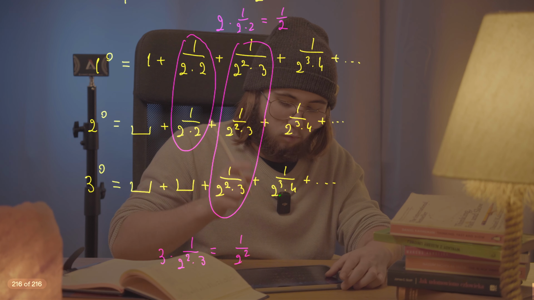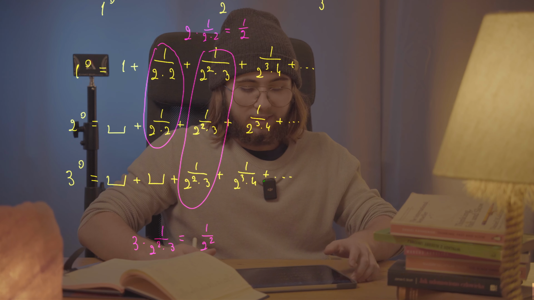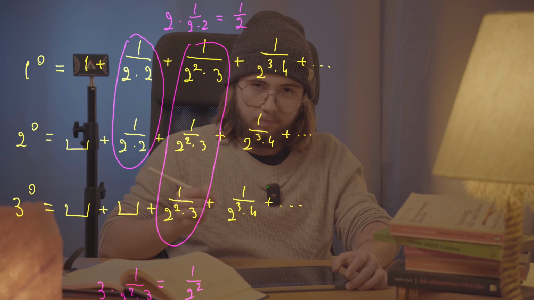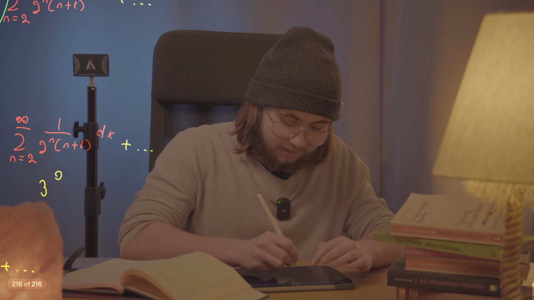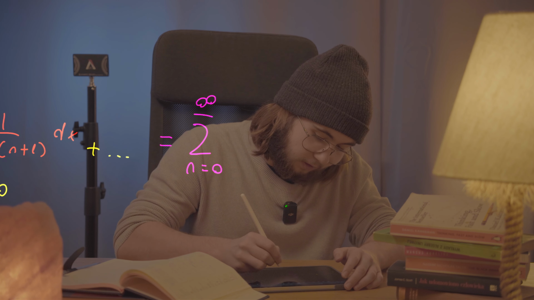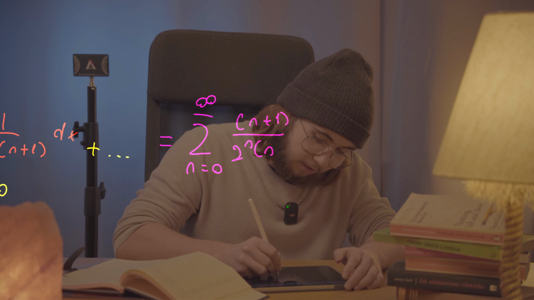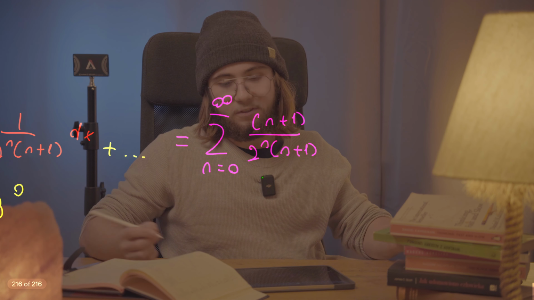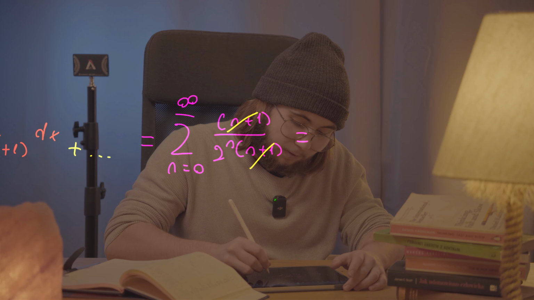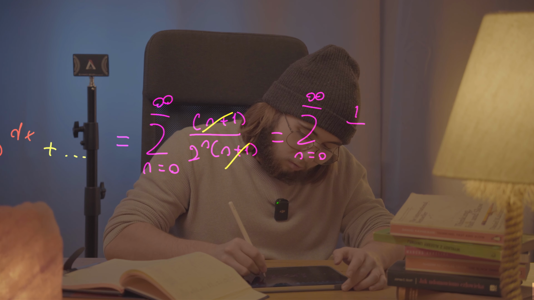Each and every one of those terms here, and so on and so forth, we're going to get exactly n plus 1 of those fractions. And so we'll actually be able to rewrite this entire sum as just the sum as n goes from 0 to infinity of n plus 1 divided by 2 to the power of n times n plus 1. But this thing cancels out nicely. It simplifies nicely to just become the sum as n goes from 0 up to infinity of 1 over 2 to the power of n.